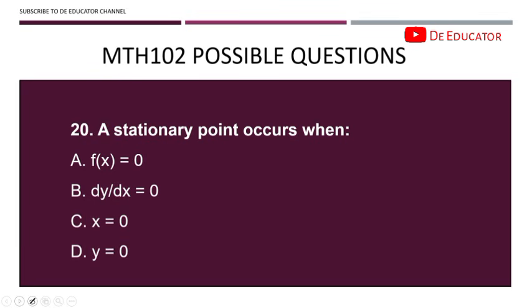Question 20. A stationary point occurs when the slope is equal to 0. The slope is equal to 0. Stationary point, one place. The slope is equal to 0. So please take note of that.